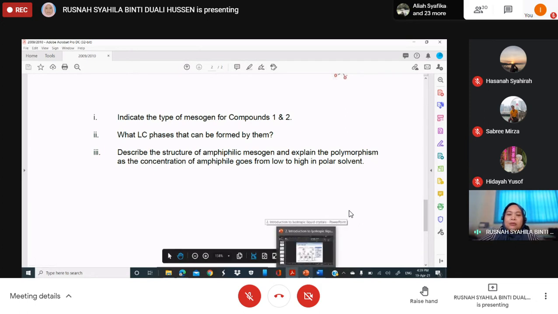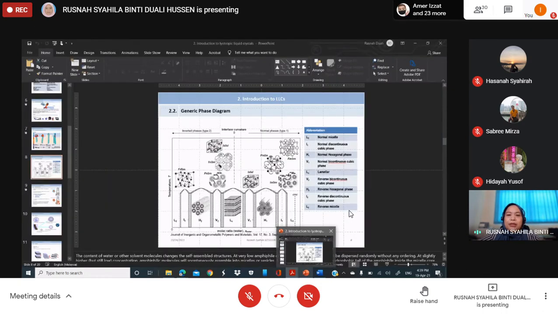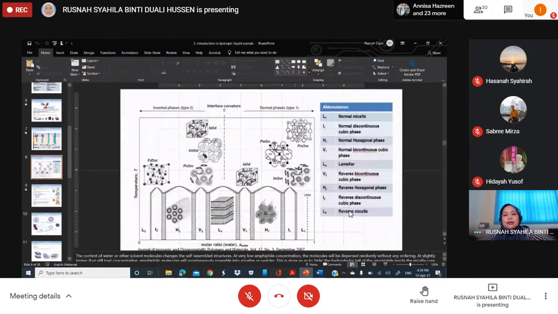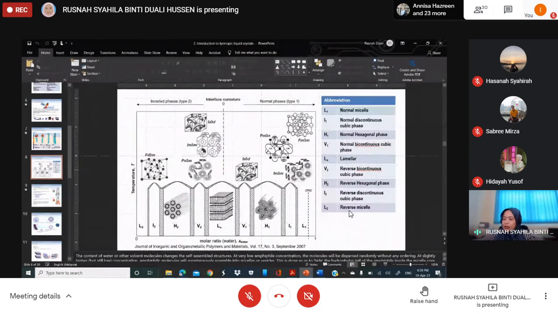Okay, so let's look at the phase diagram. Actually, you can use this phase diagram and explain everything based on the phase diagram here. The question is asking about the polymorphism in polar solvent. Polar solvent means you go from curvature 1 to this type, until this part only, the lamellar phase.